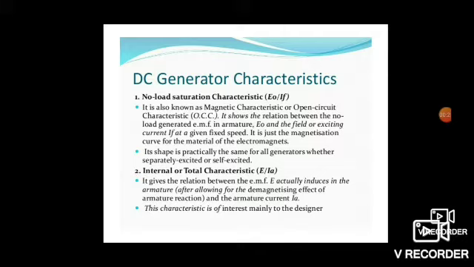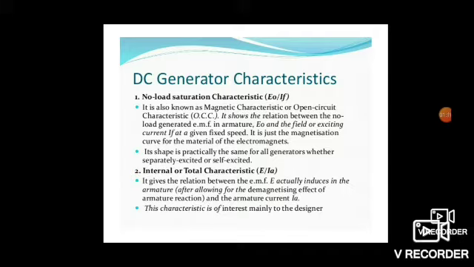First one is no load or magnetic characteristics. It is also known as magnetic characteristics or open circuit characteristics, that is OCC. It shows the relation between the no load generated EMF in armature E0 and the field or exciting current IF. It is the graph between no load generated EMF E0 and the field or exciting current IF at a given fixed speed. It is just the magnetization curve for the material of the electromagnets. Its shape is practically the same for all generators, whether separately excited or self-excited.